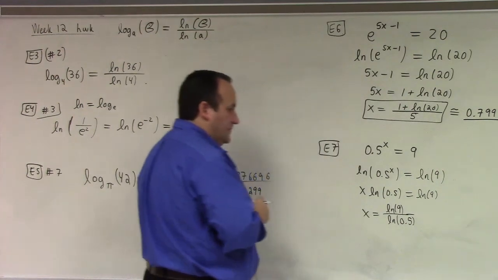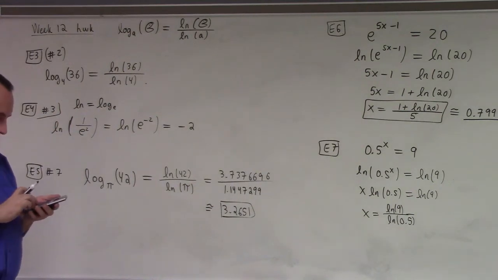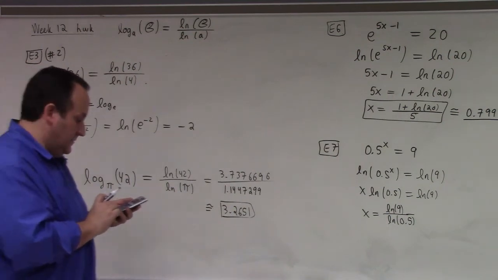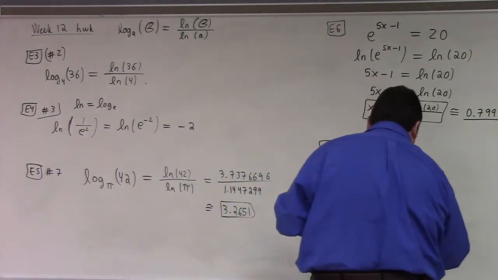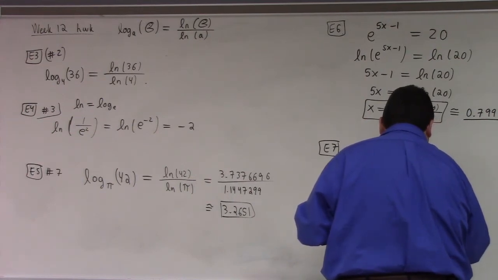And it's probably good practice for us. What's the decimal equivalent of that? Let's find out. So we have the natural log of 9 divided by the natural log of 0.5. That gives me minus 3.170. Okay?